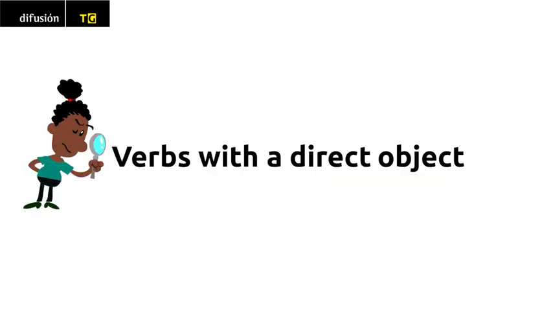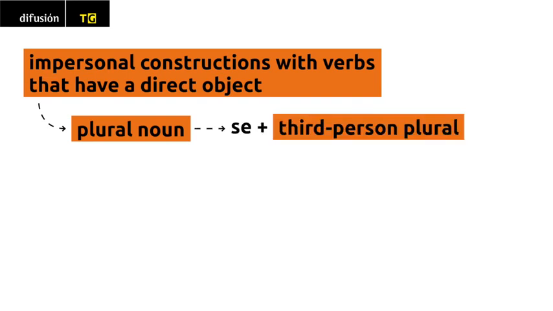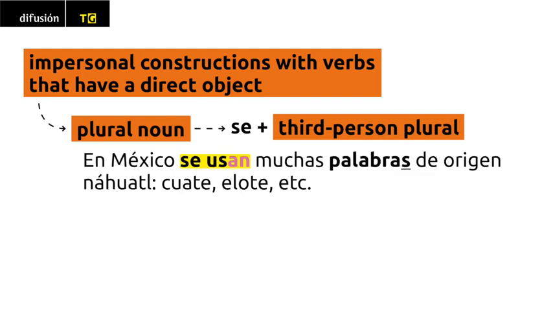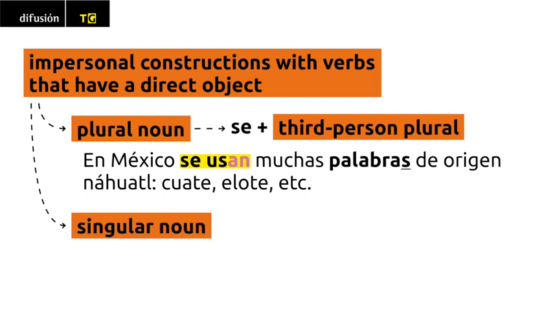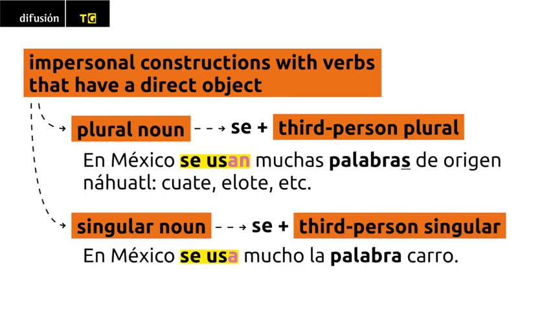Verbs with a direct object. In impersonal constructions with verbs that have a direct object expressed in the form of a plural noun, the verb in the se plus third-person conjugation is plural as well. En México se usan muchas palabras de origen náhuatl, cuate, elote, etc. If the direct object is a singular noun, the verb remains in the singular. En México se usa mucho la palabra carro.